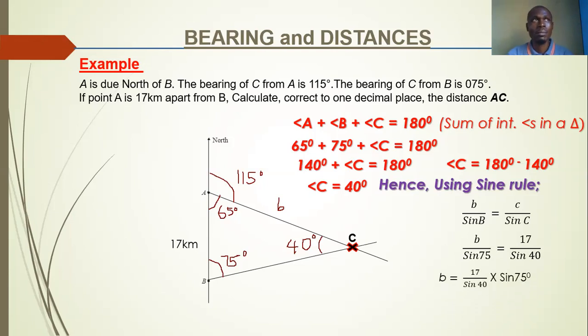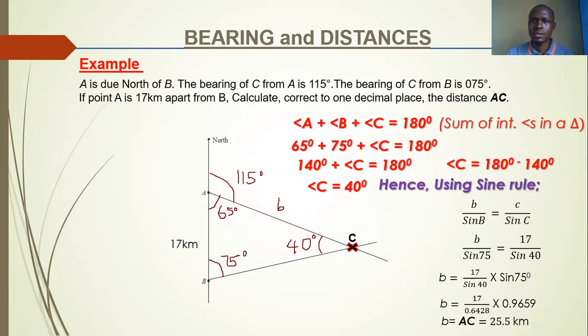So multiply both sides by sine 75. You have 17 over sine 40 times sine 75. So press your machine, your b, which is AC, gives us 25.5 kilometers.